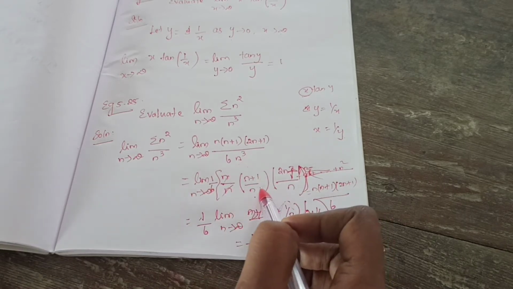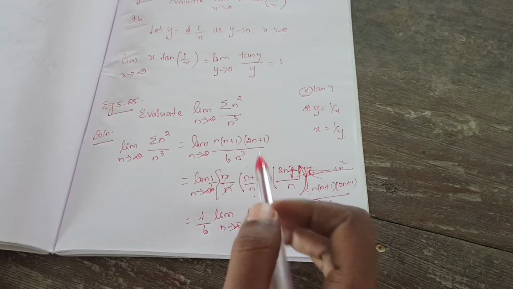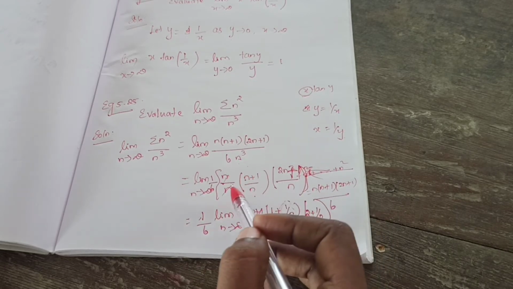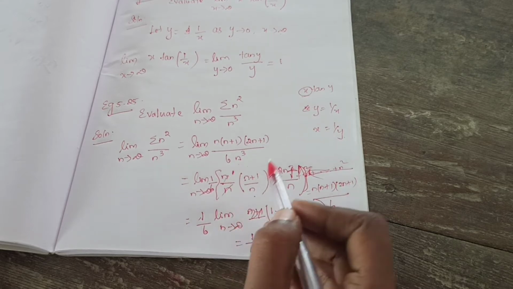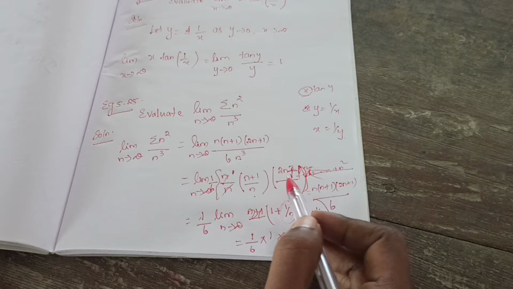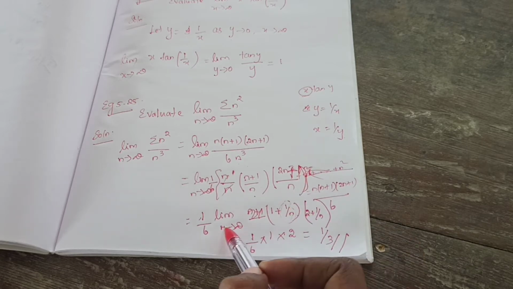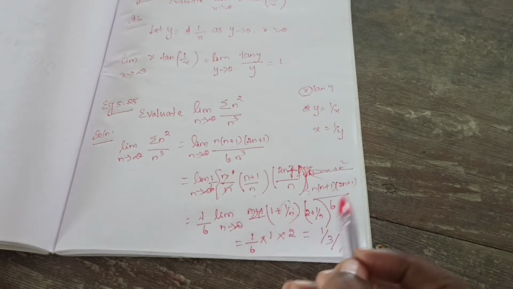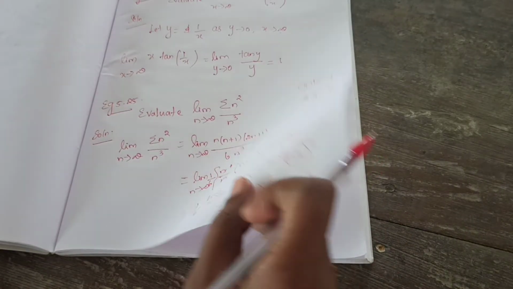n cube is split as n into n. So what will happen? n plus 1 by n, 2n plus 1 by n, by n. So n by n, if you cancel, you will get 1. So here also n by n means 1. So 1 plus 1 by n. Here 2 plus 1 by n. So if you apply the limit n tends to infinity, you will get this value as 0. So 1 into 2. So you will get the answer as 1 by 3. Understand? Okay. Let's move to the last example in this section.